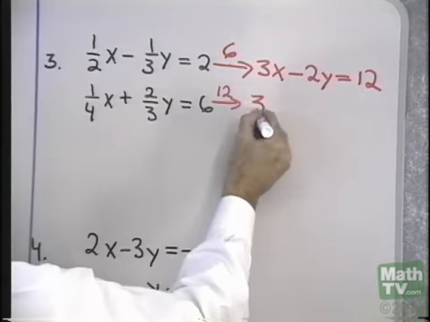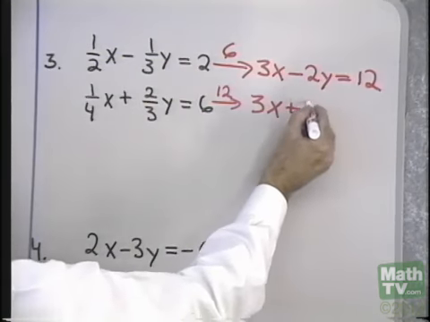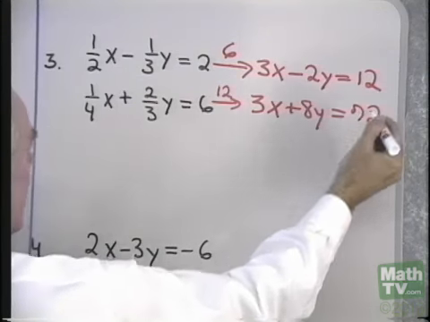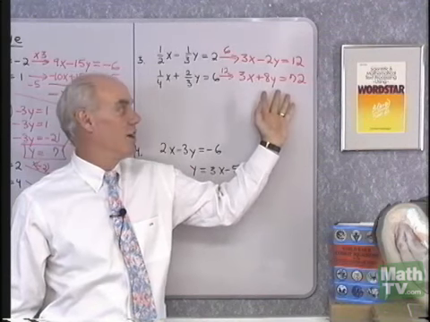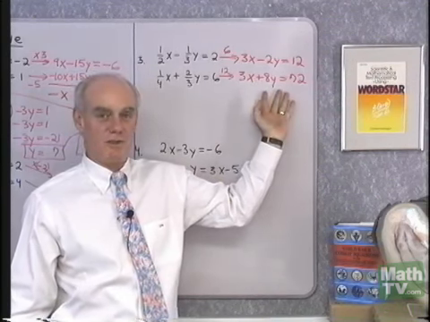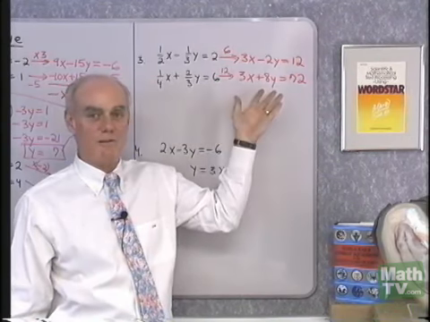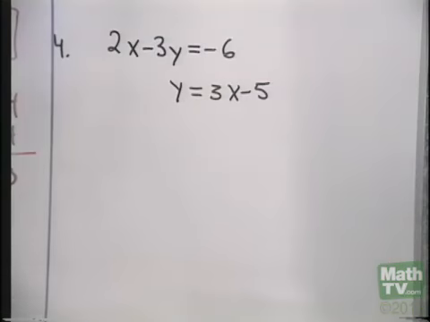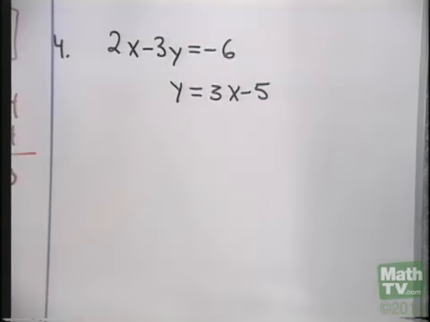12 times 1/4 x will be 3x. 12 times 2/3 will be 8y. And then 12 times 6 will be 72. Now I'm not going to go any farther with this system of equations, but you can see now it's set up to solve like we've solved the previous two systems. So if you have a system that has fractions to begin with, you can eliminate the fractions with the multiplication property. Here's another example. The system consists of 2x minus 3y equal negative 6 and y equal 3x minus 5.